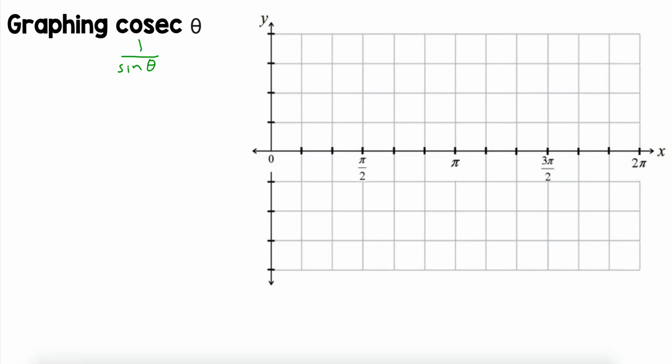So one thing to note is let's say our function is sine theta. And so what we're going for is 1 over the function itself. So we're going for 1 over sine theta.